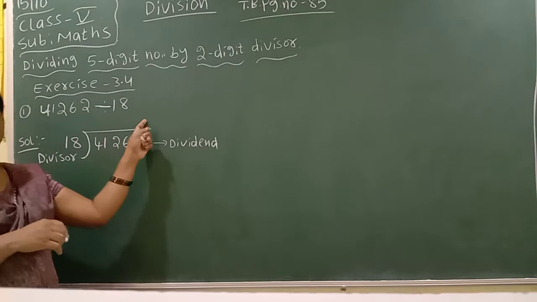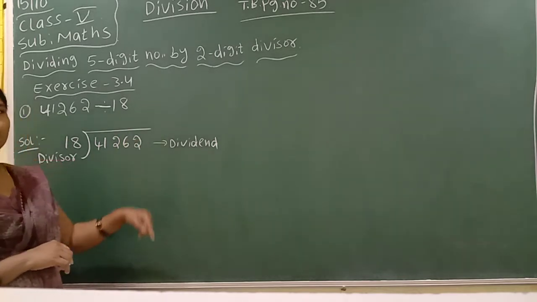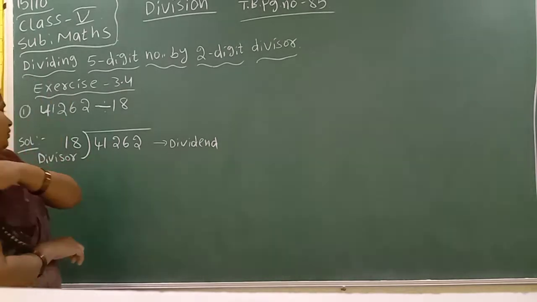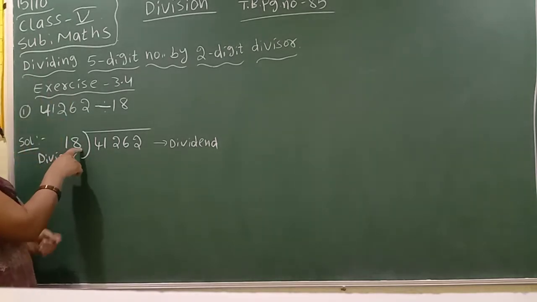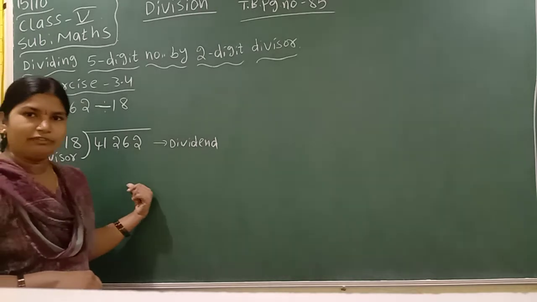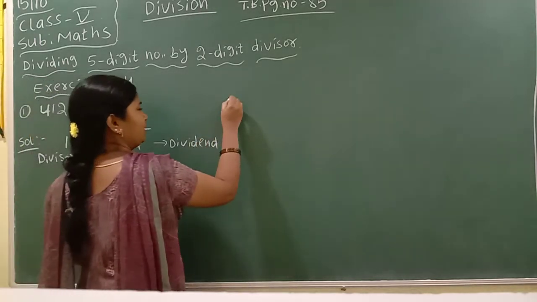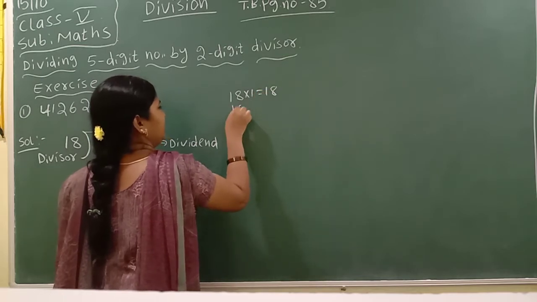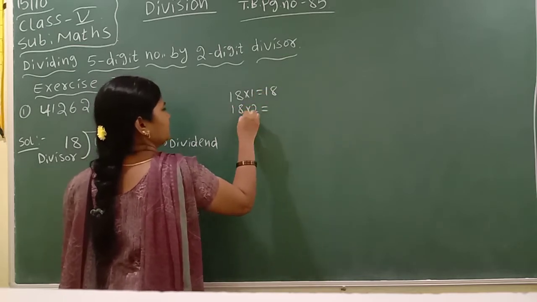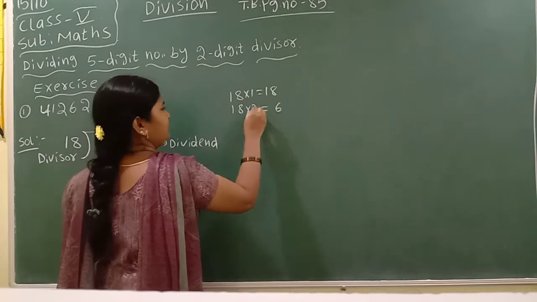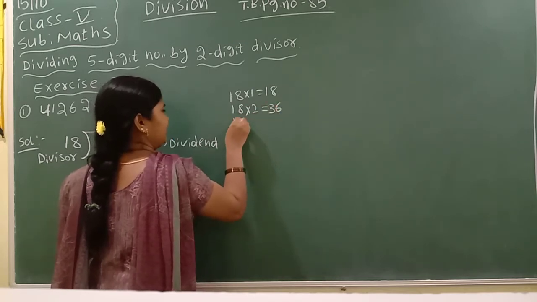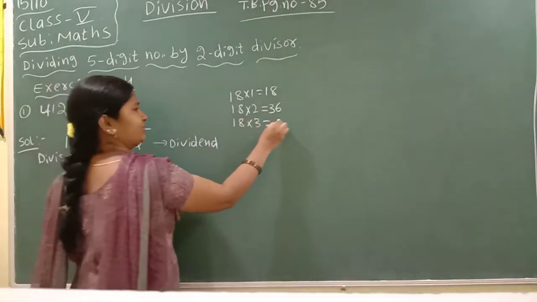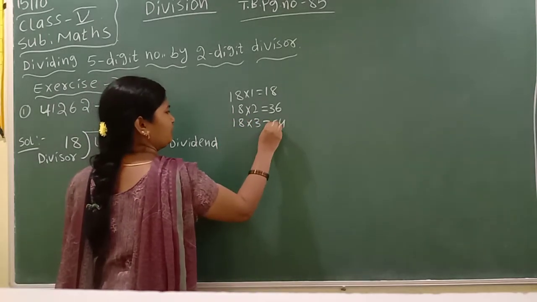Which answer you are getting is called the quotient, and what is the remainder? The remaining number is called the remainder. Now you have to check it. When will you get 41 in the 18 table? You have to write down the 18 table first. 18 ones are 18. 18 twos: 2 8s are 16, 2 ones are 2, plus 1 is 3, so 36. 18 threes: 3 8s are 24, 3 ones are 3, 3 plus 2 is 5, so 54.